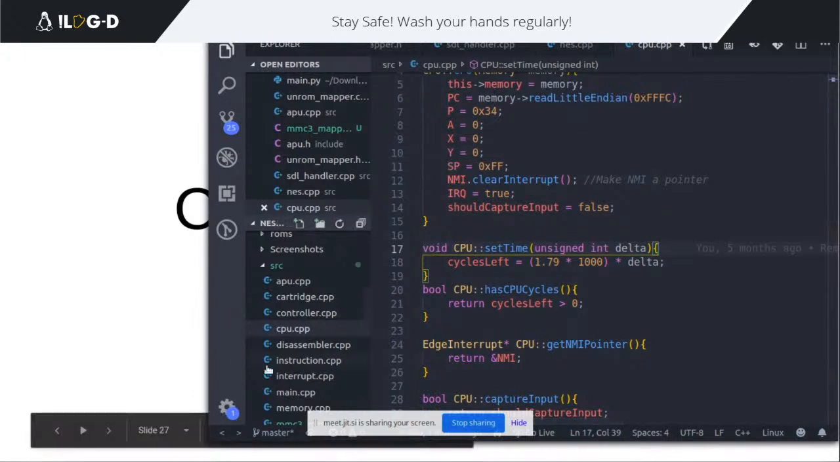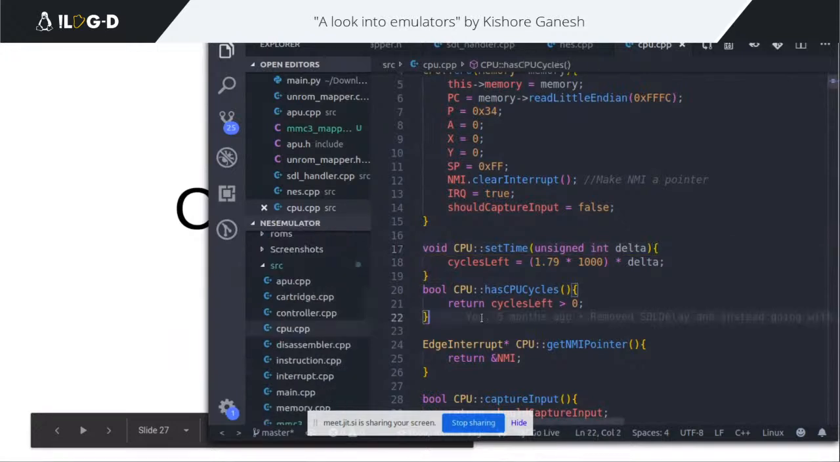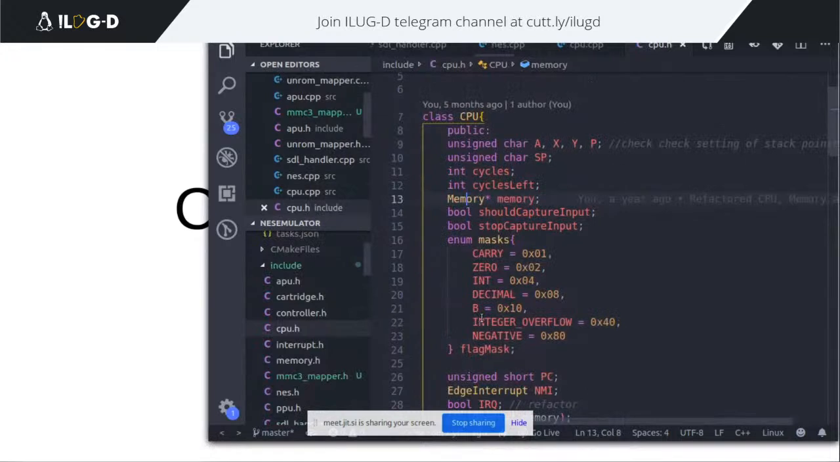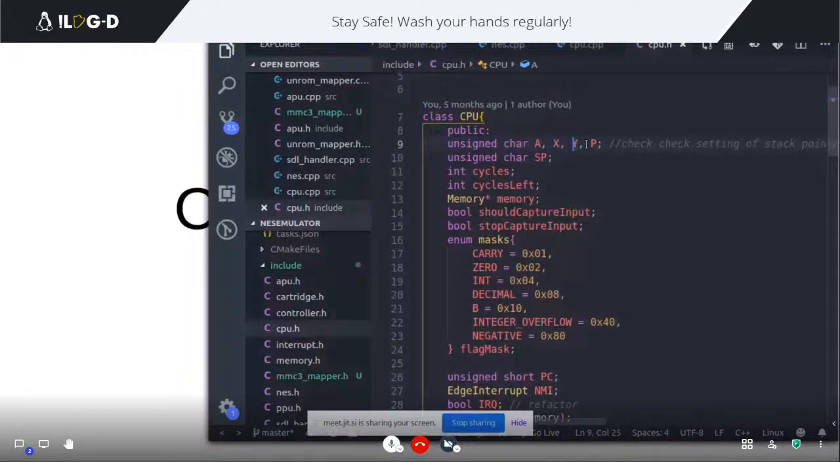Now, the second thing I want to show you is how we are actually representing a lot of the stuff in the code. So if you see here, we have this class called CPU, and we have these registers. Each register is just 1 byte long, so that's why it is called a char, whatever you can name it. It's 1 byte long, right? And similarly, you have this array of memory.